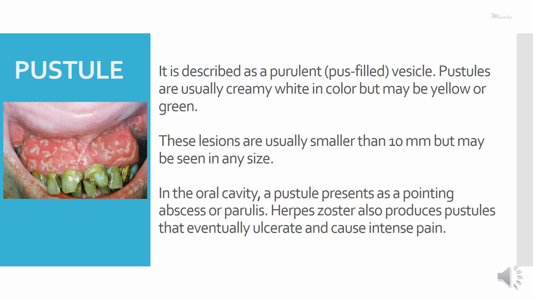Then we have a group of lesions which are referred to as pustules. These are similar to vesicles, but when they are filled with pus, they are referred to as pustules. So purulent vesicles are pustules. They are usually creamy white in appearance. Sometimes they may be yellowish or greenish in color. Pustules are generally less than 1 centimeter in dimension. Pustules are seen in herpes zoster, which will eventually ulcerate and cause intense pain.